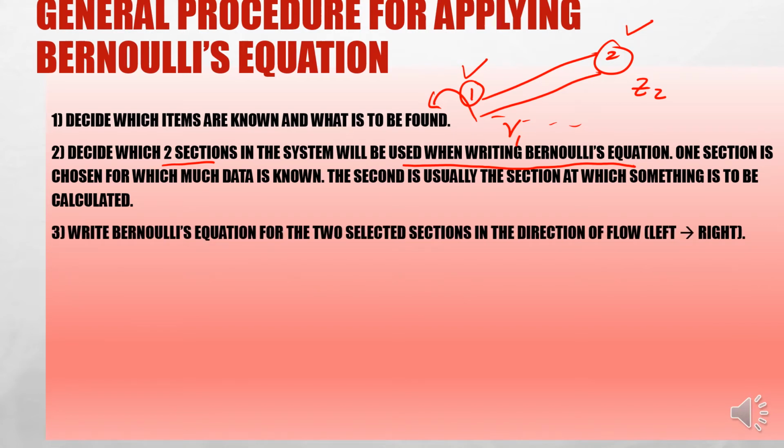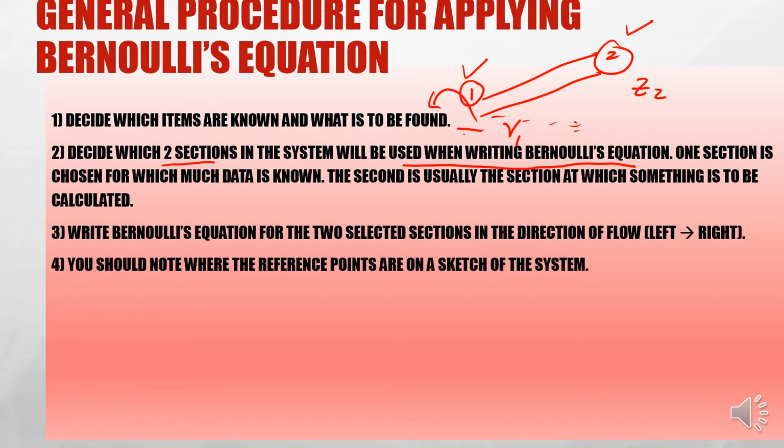The third step is to write Bernoulli's equation from left to right. For example, in this case, maybe I put point 1 on the left and point 2 on the right, because the liquid moves from the lower part to the higher part.